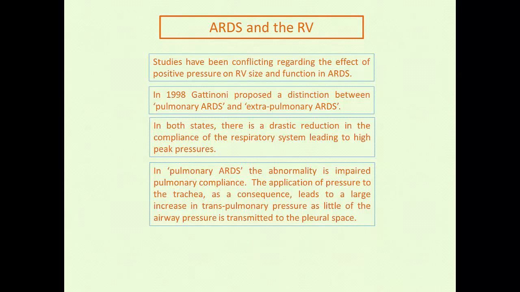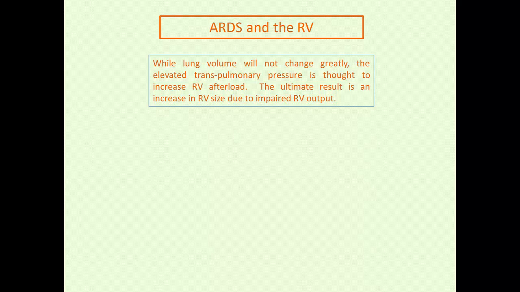I have a cartoon and a couple of slides that might better illustrate this. In these patients, lung volume will not change greatly. The elevated transpulmonary pressure is thought to increase the right ventricular afterload. If you think of the pressure inside the alveolus less the pressure in the pleural space, that's the distending pressure of the lungs. And that's also the pressure that the alveolar capillaries feel.